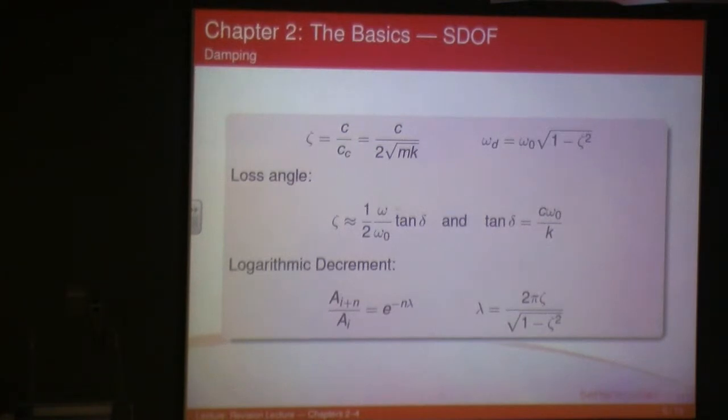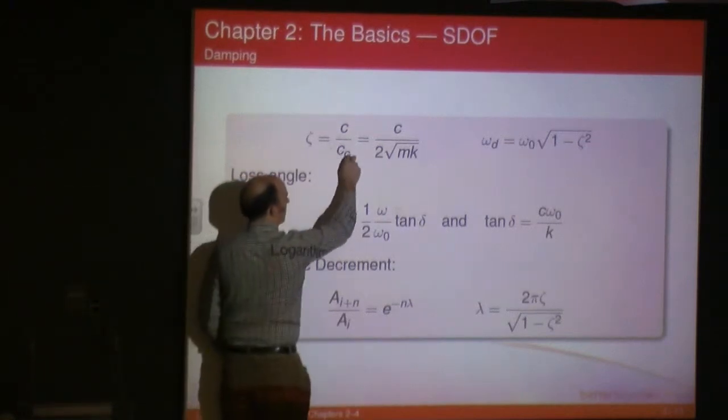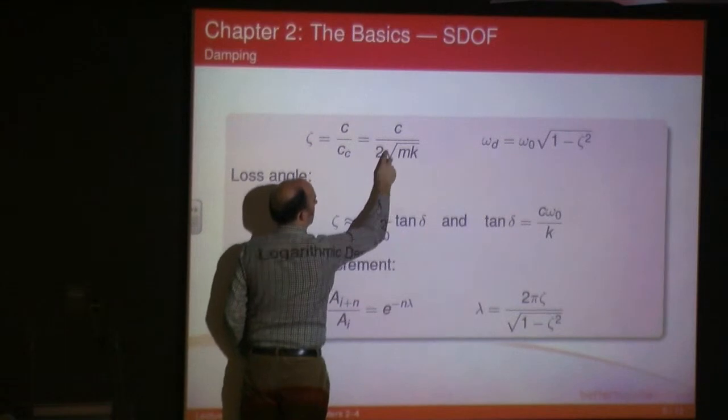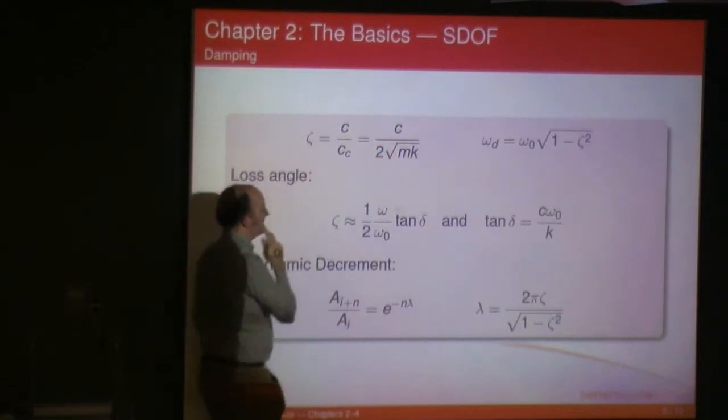If you've got damping, the damping ratio is defined as the actual damping constant divided by what you get for critical damping. And so you can solve that: if you know what M and K are, and you know your C, then you can work out your damping ratio.